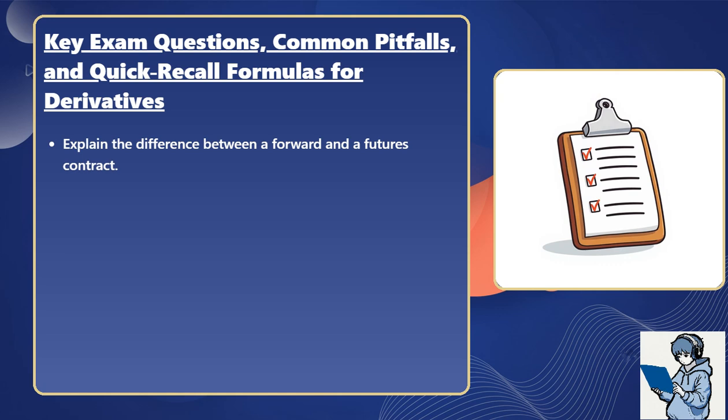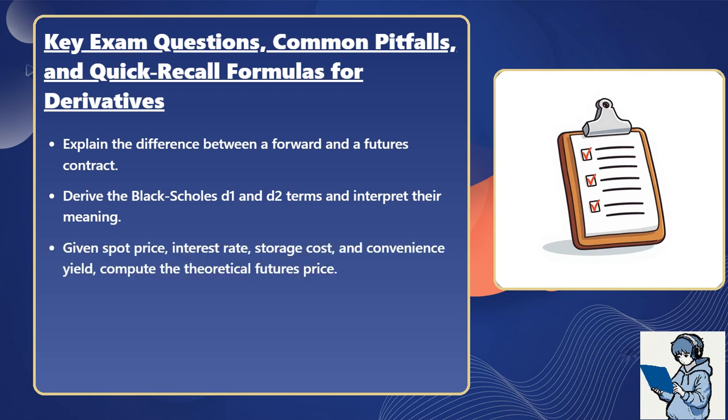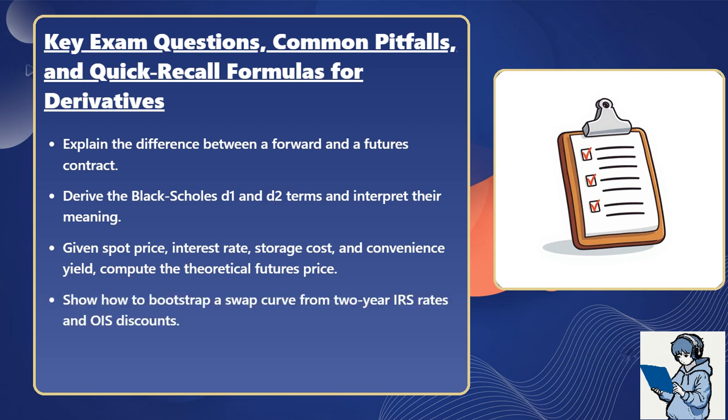Explain the difference between a forward and a futures contract. Derive the Black-Scholes D1 and D2 terms and interpret their meaning. Given spot price, interest rate, storage cost, and convenience yield, compute the theoretical futures price. Show how to bootstrap a swap curve from 2-year IRS rates and OIS discounts. Calculate the payoff of a long call, long put, and a vanilla interest rate swap.